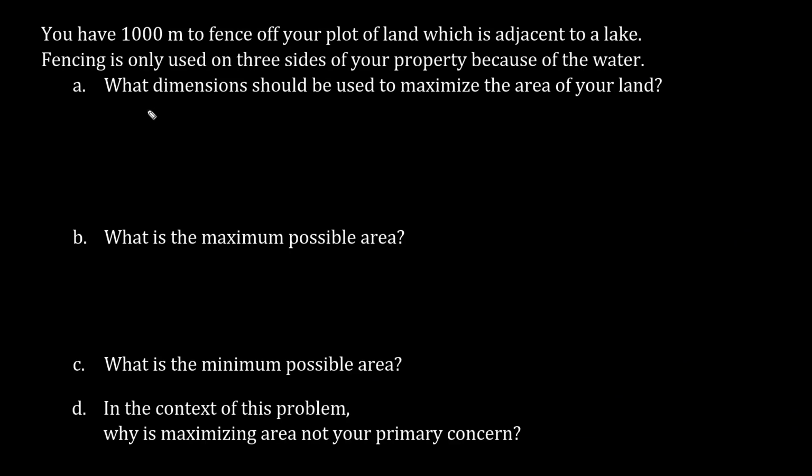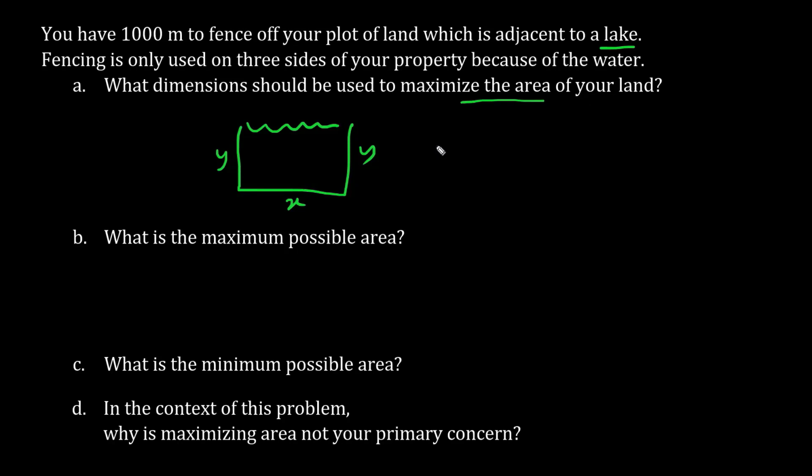You have 1,000 meters to fence off your plot of land, which is adjacent to a lake. So fencing is only used on 3 sides of the property. What dimensions should be used to maximize the area of your land? So let's draw this. We have some water on one side. We have 2 y values for the fence as well as an x value. And so we have no fence on the water.